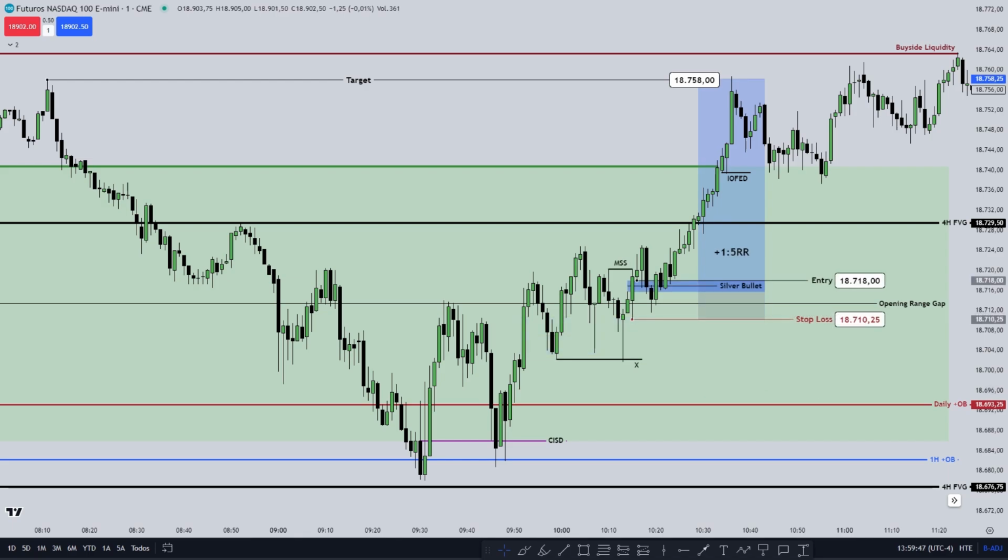And our last setup is the last silver bullet that I showed you. Following the silver bullet rules, this setup would have offered a solid 1-to-5 plus risk-reward ratio. In my opinion, this was the best setup of the session. Even though it suffered some drawdown, it ended up paying well with a straight move to the upside. Partials could be taken at the opening range gap high or at the 4-hour FVG high.